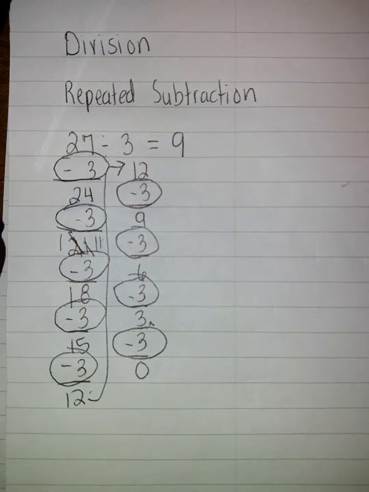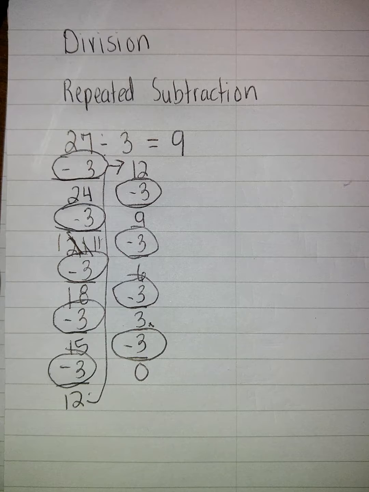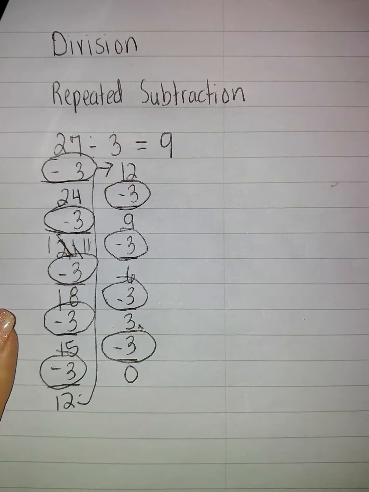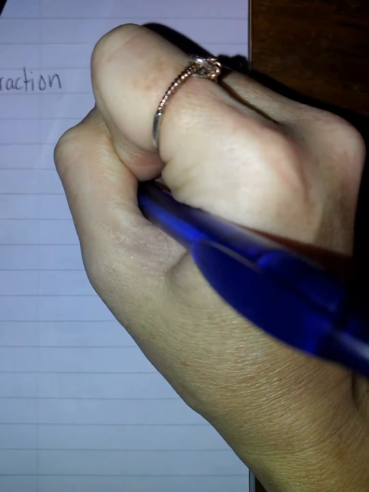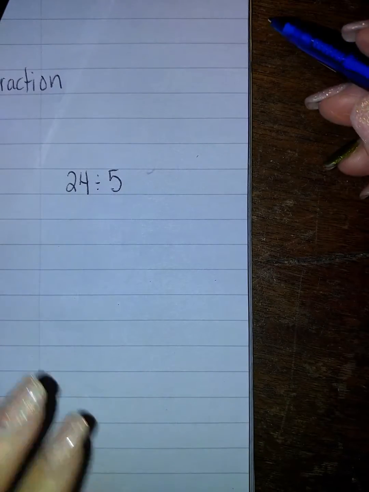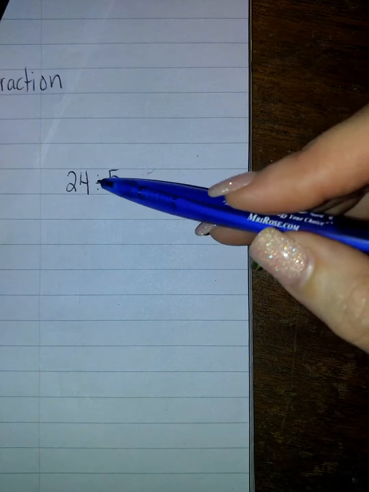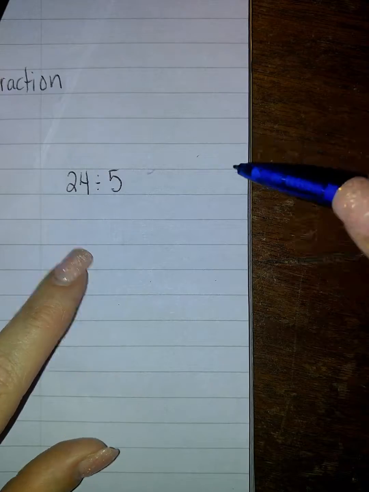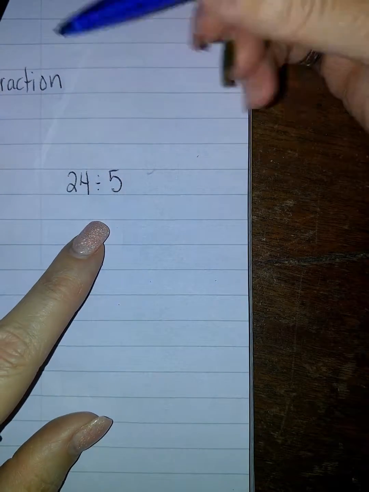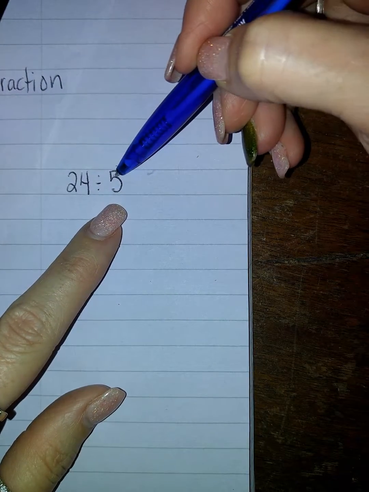Now this strategy also works if you have a remainder left over, and I wanted to show you that as well. So I'm going to pick something that we can get through fairly quickly. Again, not a good strategy if you've got numbers in the hundreds, but it's an okay strategy if you're working with smaller division problems. So again, repeated subtraction says to repeatedly subtract your divisor from your dividend.